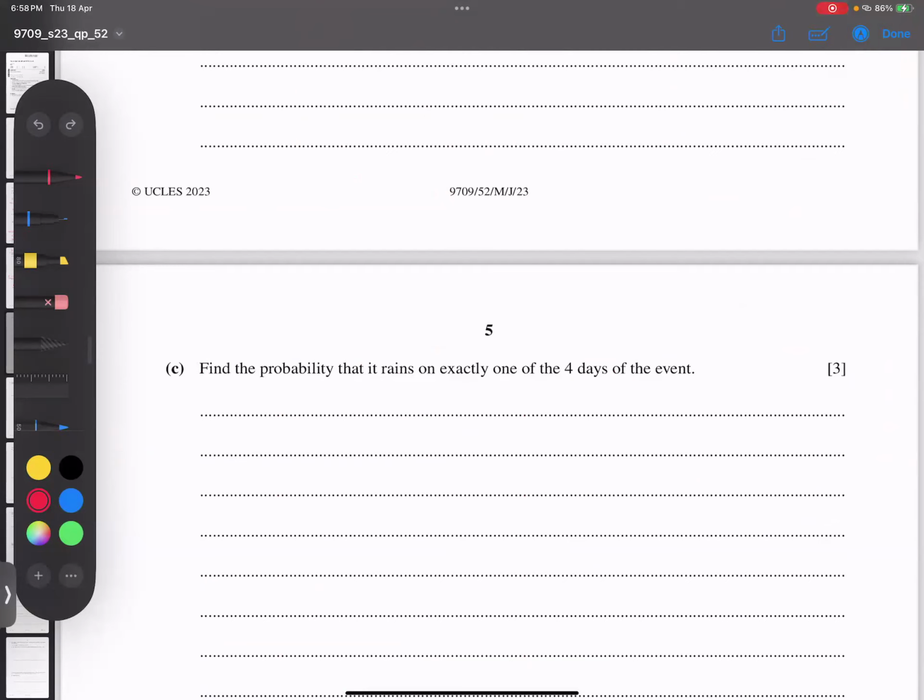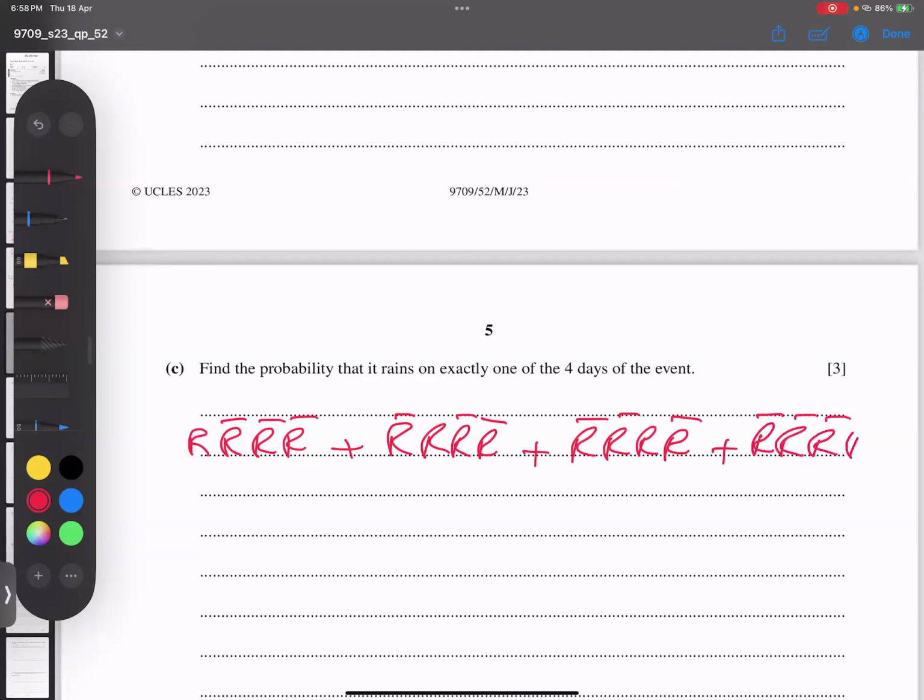For example, if rain comes on the first day, Sunday, then Monday no rain, then no rain, then no rain. Second option, if rain comes in the second position: no rain, rain, no rain, and no rain. We have a third option. If rain comes in the third position: no rain, no rain, rain, and no rain. If rain comes on the fourth position: no rain, no rain, no rain, and rain. And I believe the point is clear.